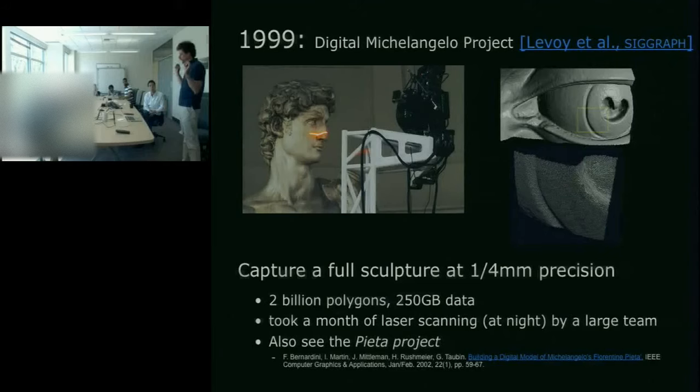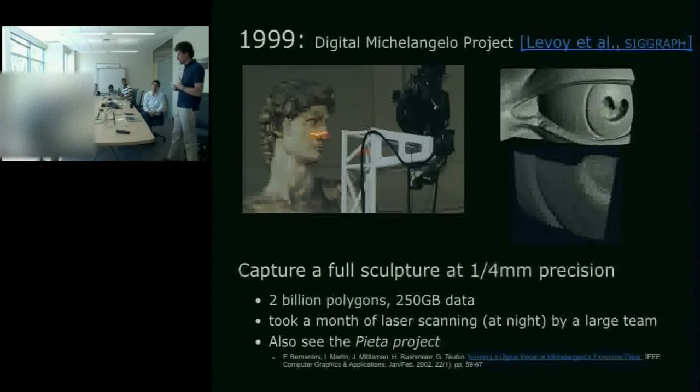So first of all, they had access to the statue only at night because it's displayed in a museum. I think it's at the Accademia. And the museum was closed at night, so they were allowed to scan all night long and had to stop in the morning. And so that's basically what they did. They scanned all night long for a month to get this model, with roughly 20 people involved. So huge amount of work, but the result is beautiful.